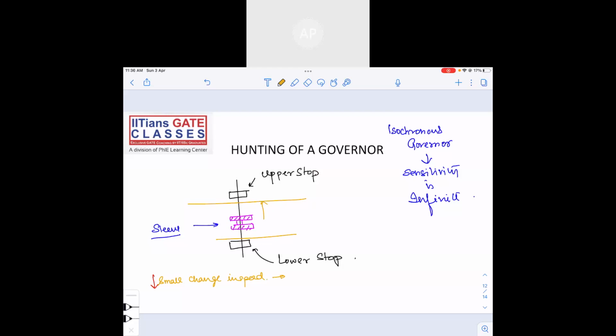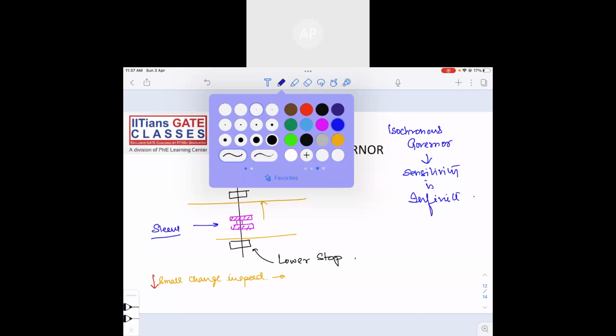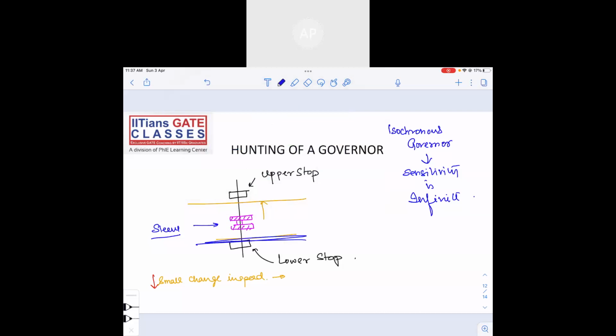If the fuel supply decreases sharply, what is going to happen? Suddenly the speed of the engine will drop. If the speed of the engine drops drastically, what is going to happen? Again, since this is a sensitive governor, the sleeve will quickly move down to the lowermost point. It will go and hit the lower stop.